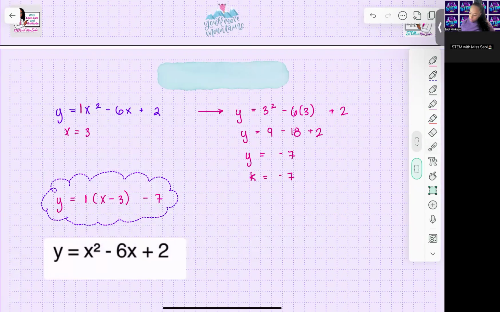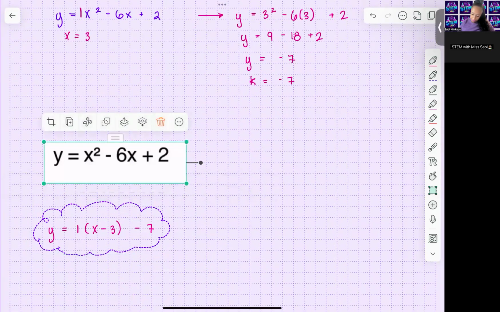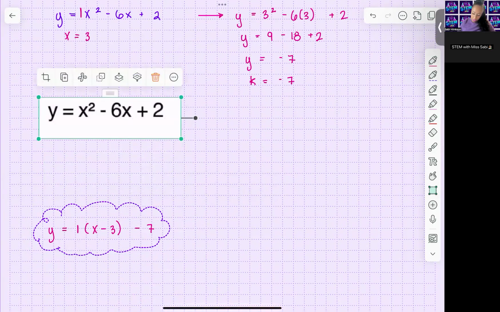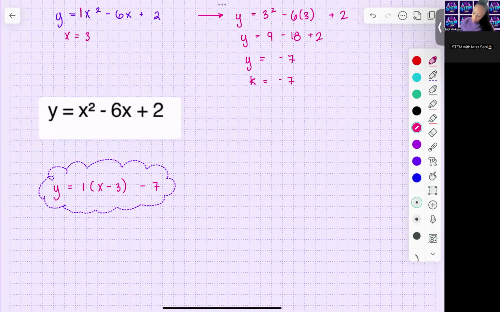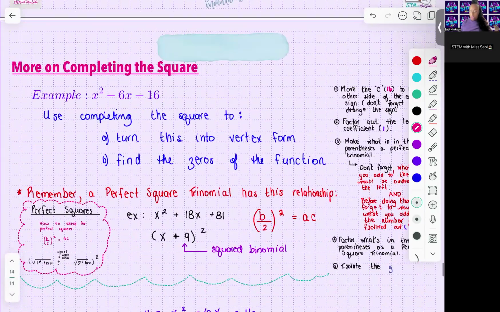So I'm just going to put this over here. So like that, like this. So this was general form. And then this is going to vertex form. So this is general, and this is vertex form. Okay, so that was one way of going from general form to vertex form. All right, so let's talk about completing the square.